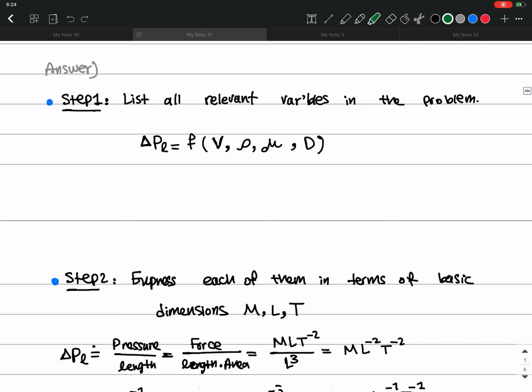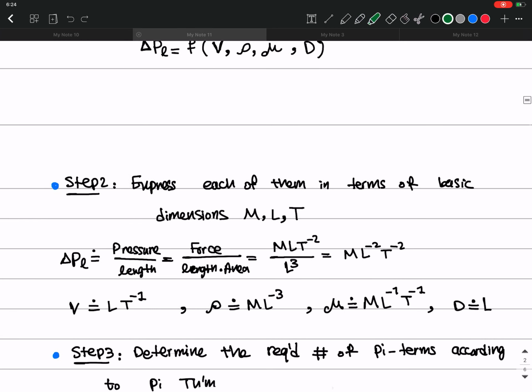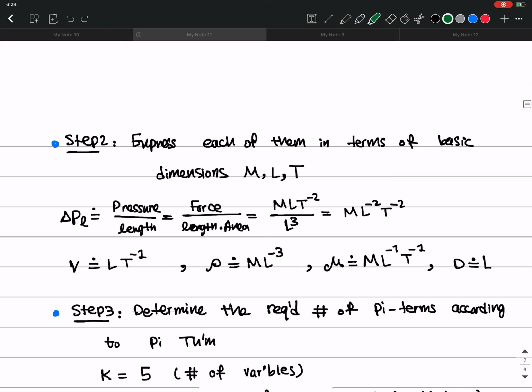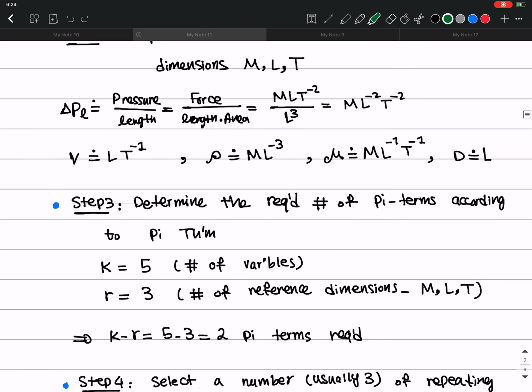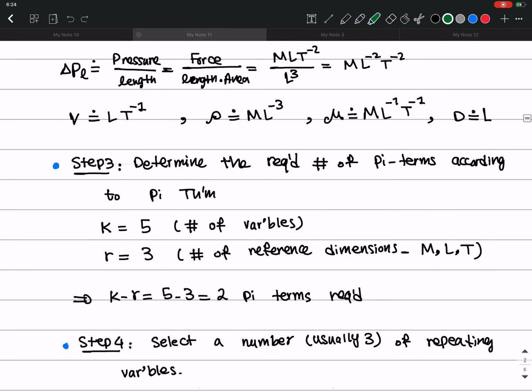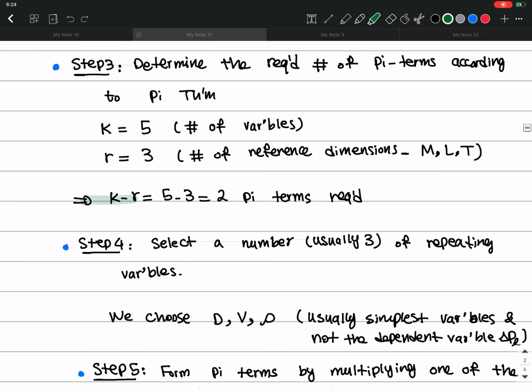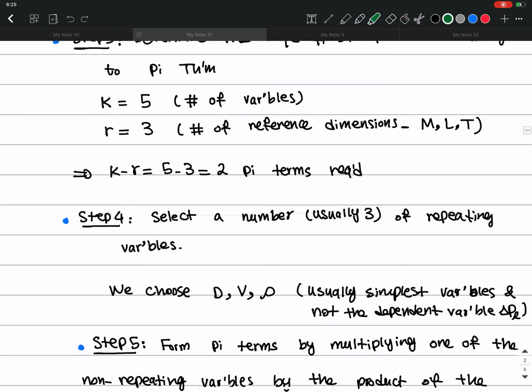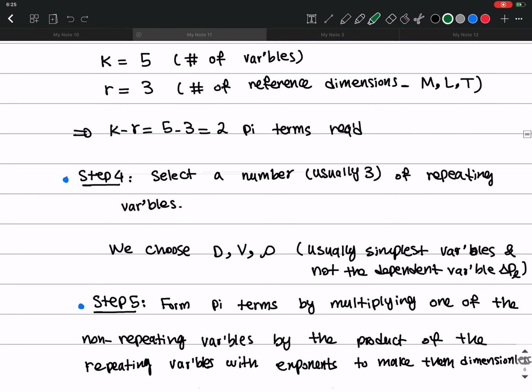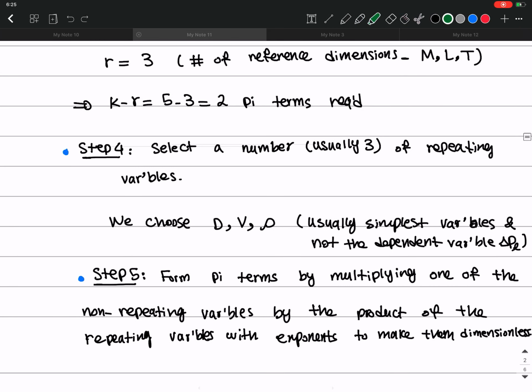So step one, you have to list all the relevant variables in the problem. Then step two, you need to express each of them in terms of basic dimensions, M, L, T. Step three, you determine the required number of pi terms according to the pi theorem. So k is the number of variables, which is 5 here. r is the number of reference dimensions, M, L, T, which is 3. So the number of pi terms that we need is going to be 2 pi terms, k minus r, which is 5 minus 3. Step 4, select a number, which is usually 3, of repeating variables, and we typically use the simplest variables and not the dependent ones. So this is going to be D, rho, V here.